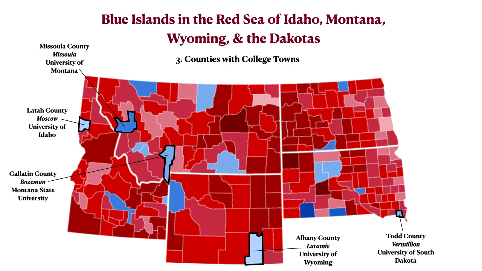But anyway, Latah County in Idaho, that's Moscow, University of Idaho. We have Albany County, where Laramie is, University of Wyoming. And then in South Dakota, a very lightly populated county, Clay County, city of Vermillion, but that's where University of South Dakota is. So a very nice correlation there.